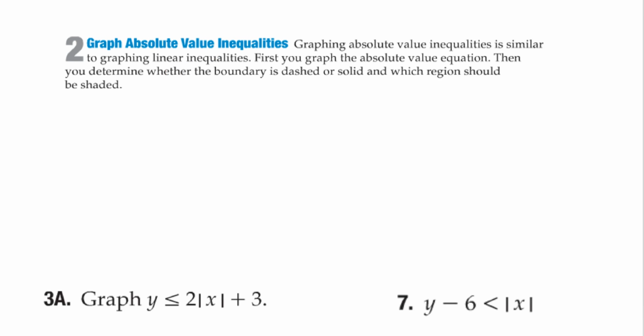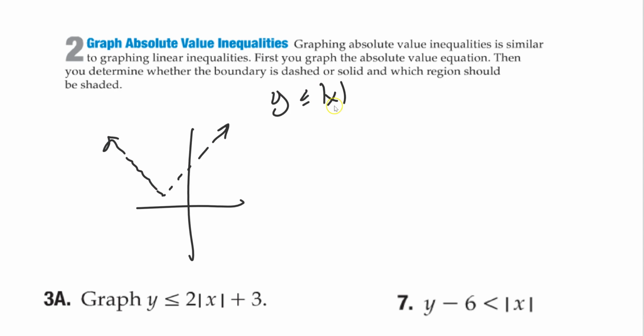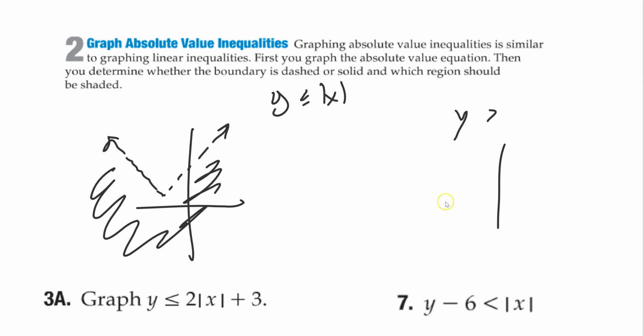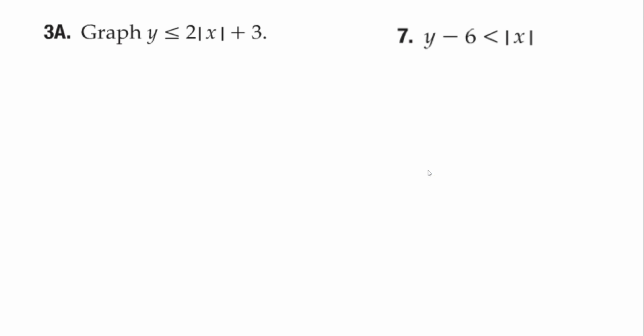Graphing absolute value inequalities, nothing changes, same idea. Nothing changes here, right? The only thing I would say is, if it's in proper notation, less than is shade below, and greater than is shade above. If you're not sure, you can always do a test point. Nothing else changes. So let's do a couple of examples of practice.